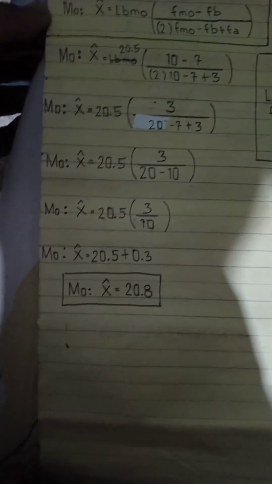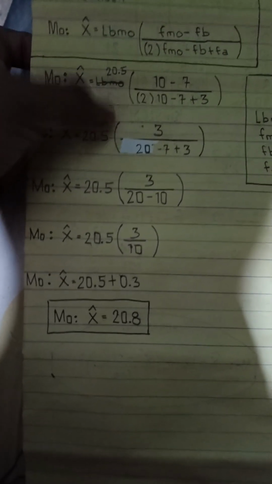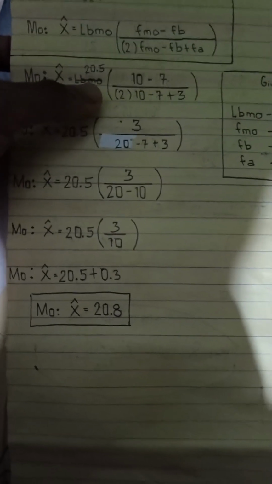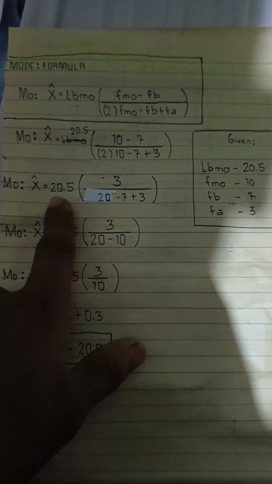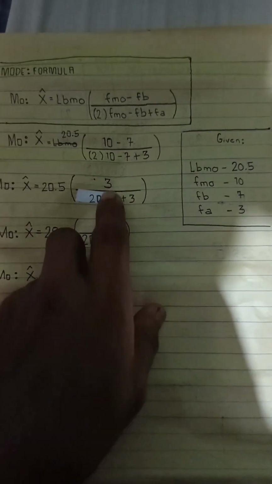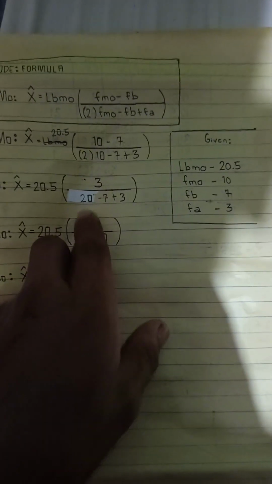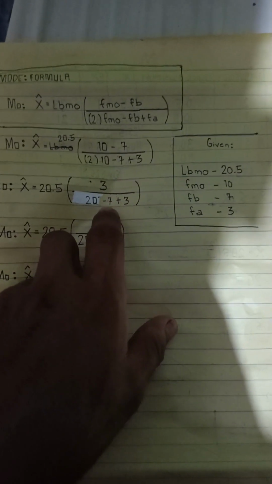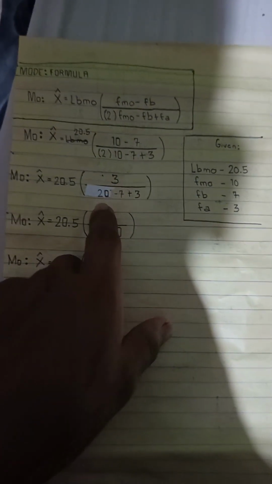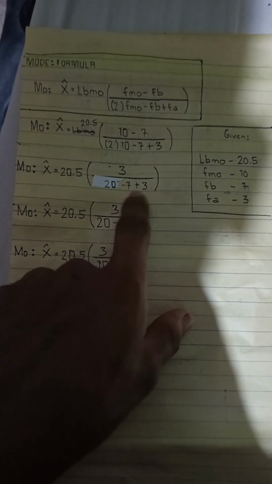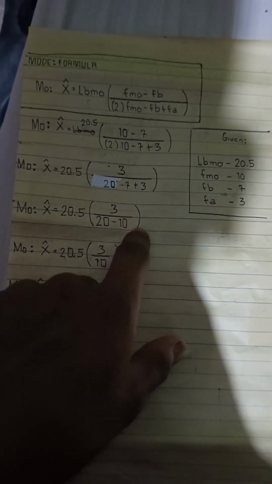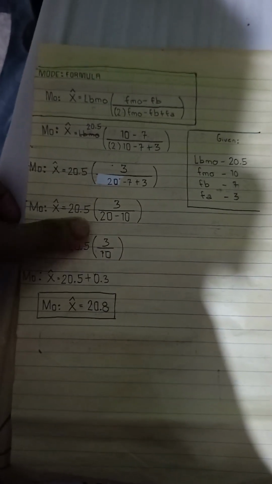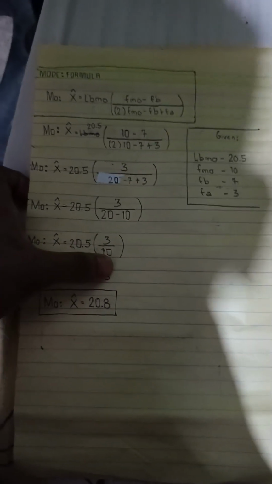So let's proceed to the solution. Just exchange the accurate value of each symbol. LBMO, which is 20.5, the FMO, which is 10, FB, which is 7. So let's begin. First, we simplify this. 10 minus 7 equals 3. 10 times 2 equals 20. Bring down minus 7 plus 7. Second, we simplify this. 7 plus 3 equals 10. Bring down 20. 20 minus 10 equals 10. Bring down 3.